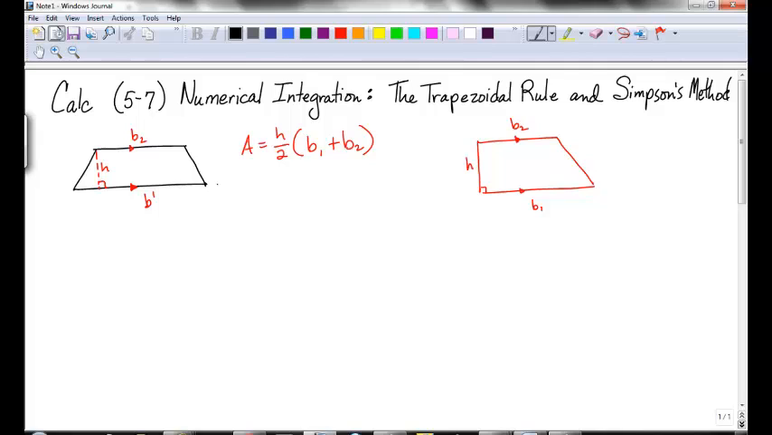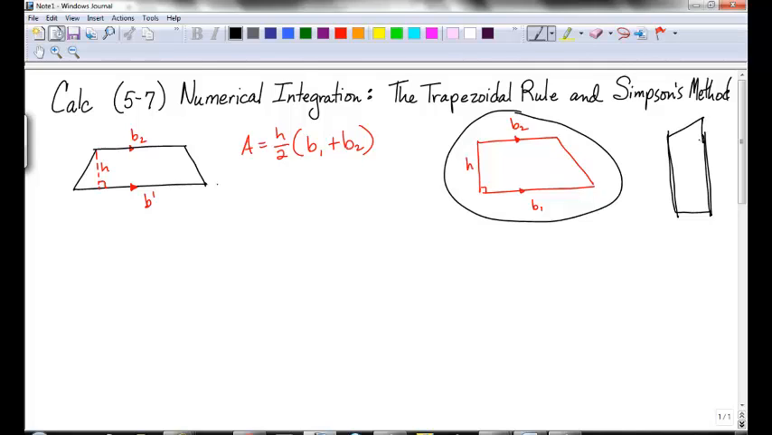Now what they're going to do on our graph is take a figure like this and tilt it so it looks like this. So the parallel lines are here, and then it'll be something like that. It's going to be like standing on its end, standing on the height.